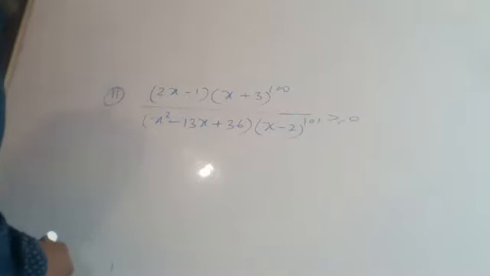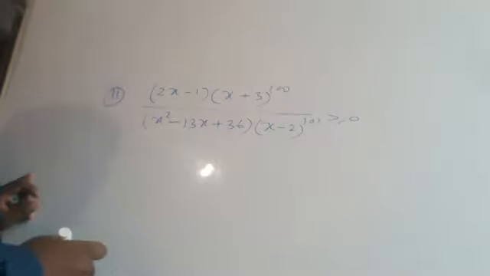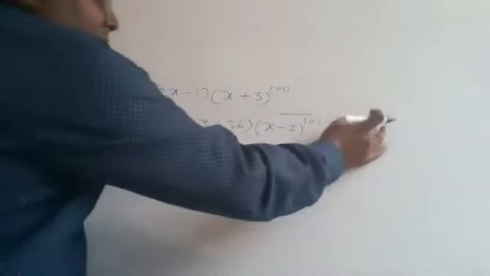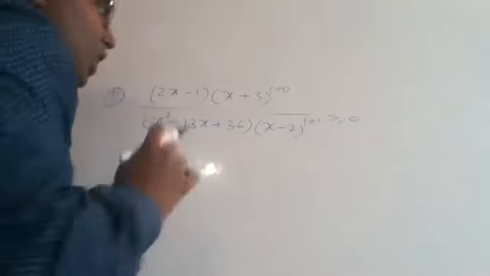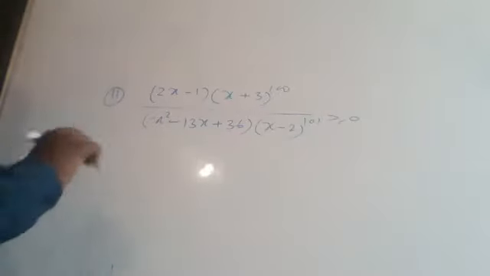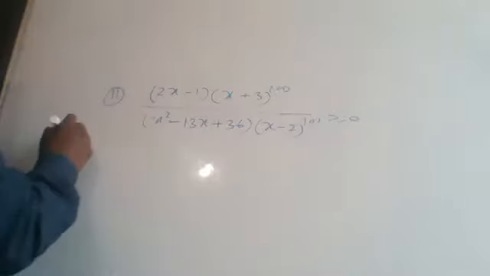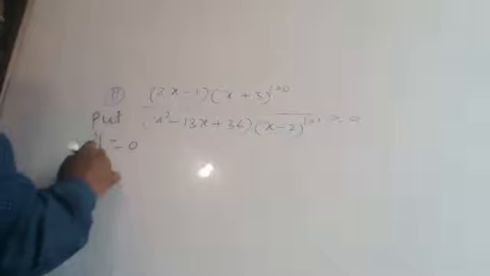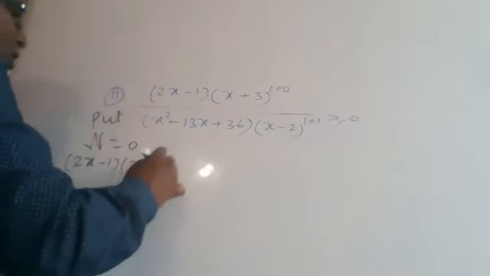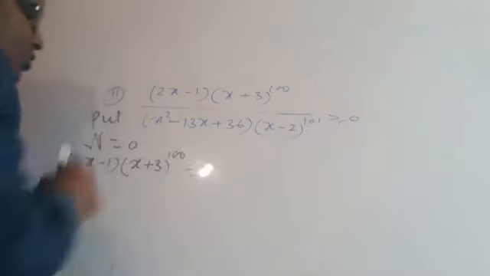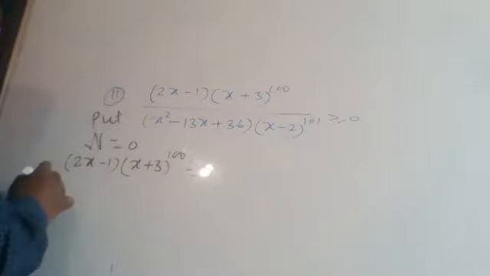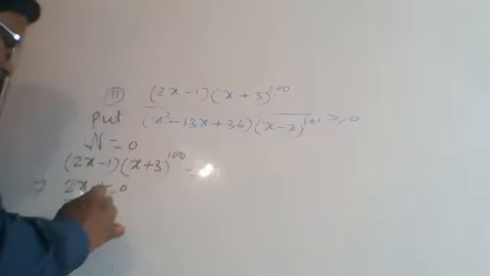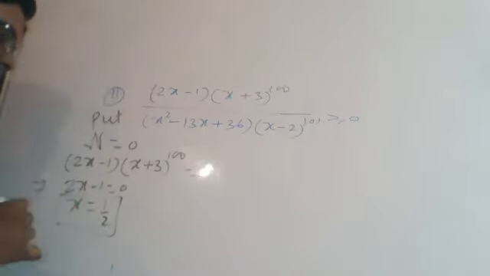Now what do we have to write over here first of all? First of all, we have to see the coefficient of the higher power of x is always positive. Very good. On the right side, it is 0. So now we have to put numerator equals to 0 as well as denominator equals to 0. When you put numerator equals to 0, what do we get? (2x minus 1)(x plus 3) to the power 100 is equal to 0. So we write 2x minus 1 equals 0, and from here x equals half.